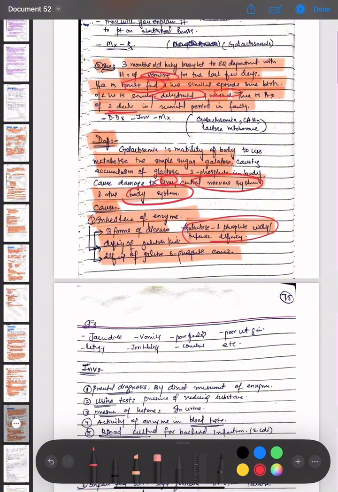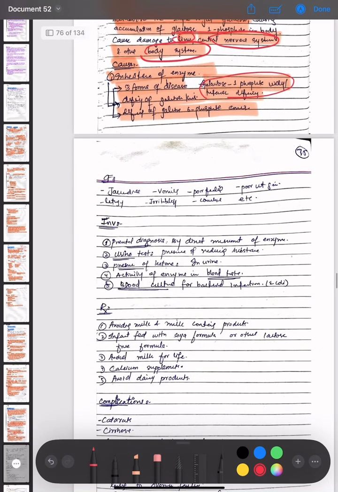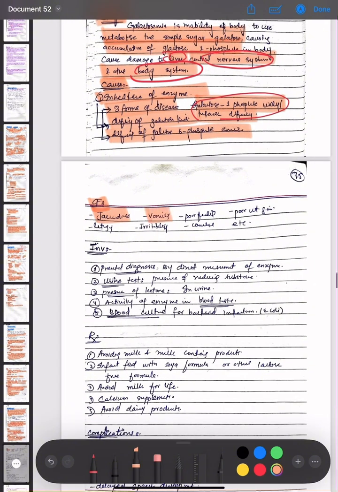As a result, the accumulation of galactose occurs, and it leads to defects in the liver and nervous system. The clinical features are jaundice, which occurs due to this defect, vomiting and poor feeding, poor weight gain, lethargy, irritability, and so on.